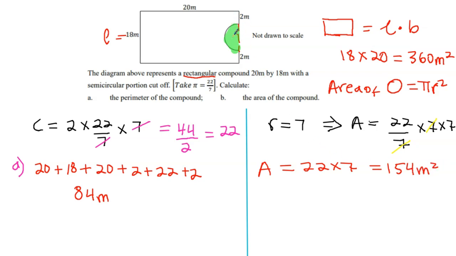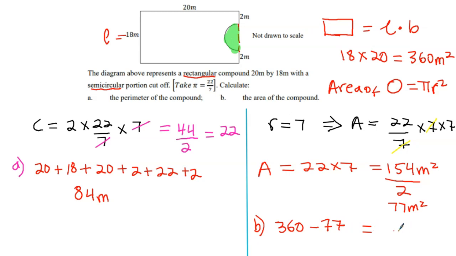But you and I could see that this is not a whole circle, it's half a circle. They did measure. So we have to divide this by 2. As we divide it by 2, we get 77 meters squared. Therefore, the answer to B, to get our full mark, is just going to be the area of the rectangular shape, which is 360, minus this 77 that doesn't belong to that compound.